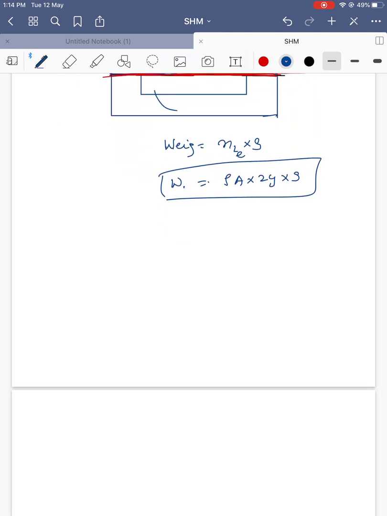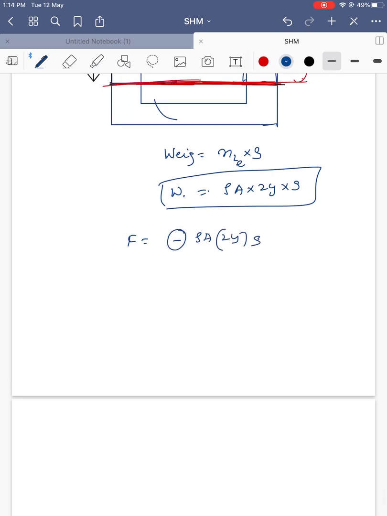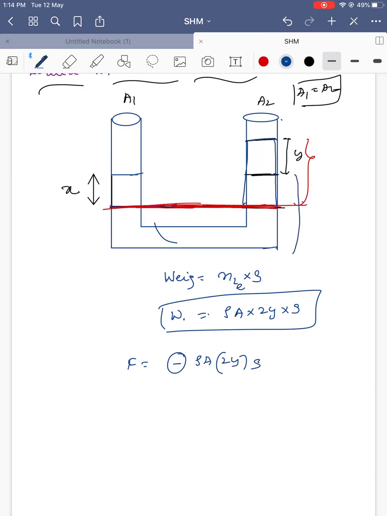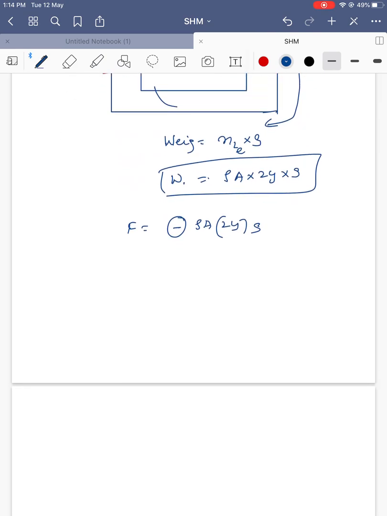So the weight is nothing but the restoring force. F is equal to minus rho A into 2y into G. You may ask why, sir, minus? Minus is nothing but it is coming back, it is trying to restore and afterwards it's going up. So force is equal to minus rho A G, 2 also is there, into Y. Y is the displacement. I can write K is equal to 2 rho A G.